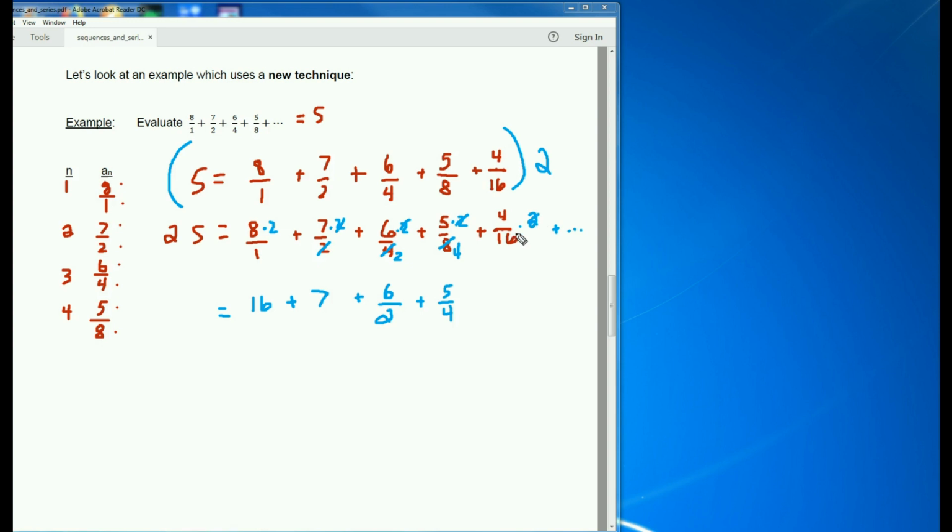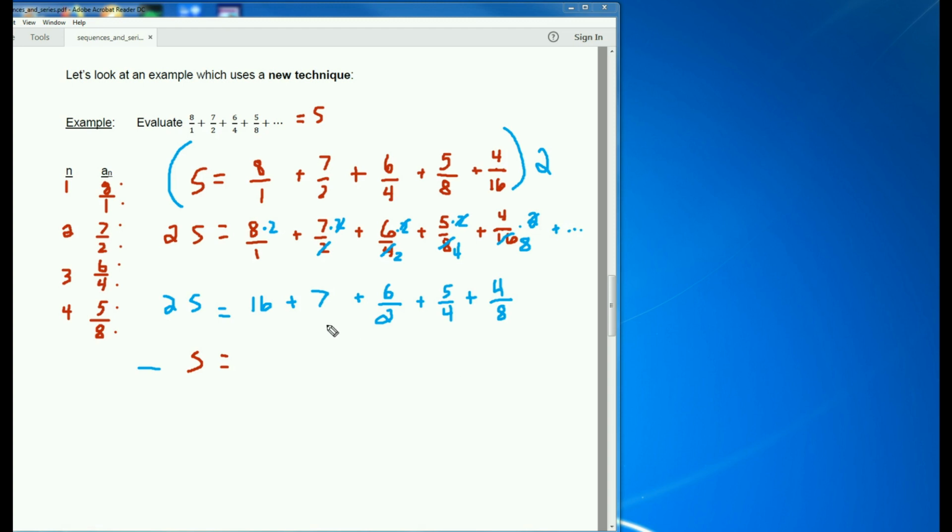So I'm going to cancel this factor of 2. So we're going to end up with 4 over 8. All right. So again, this now equals 2s. Okay. Now, the technique here is we are now going to subtract the original sequence s. All right. So I'm going to write the original sequence s beneath here, and then we're going to subtract it.